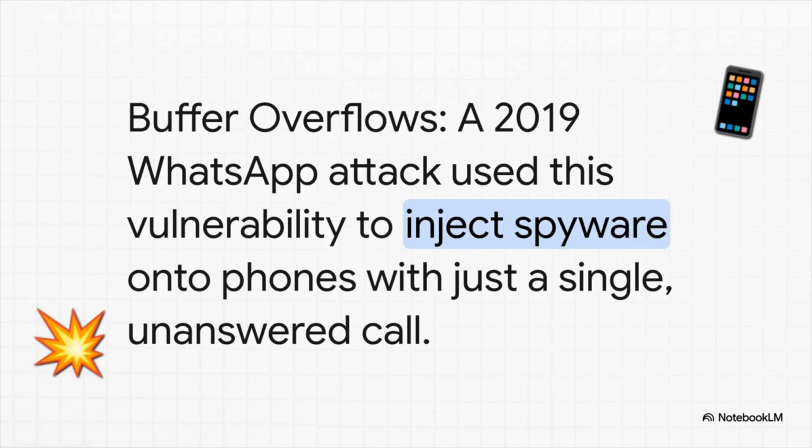So let's talk about one of the most classic and frankly devastating vulnerabilities. The buffer overflow. It's pretty much what it sounds like. You're trying to stuff way too much data into a box that just isn't big enough. And this isn't some academic theoretical problem. Nope. A buffer overflow was the exact vulnerability used in that 2019 WhatsApp attack, letting hackers install spyware on people's phones with nothing more than a phone call.